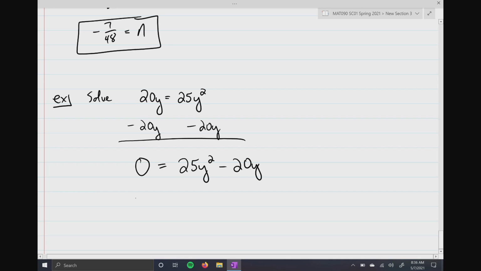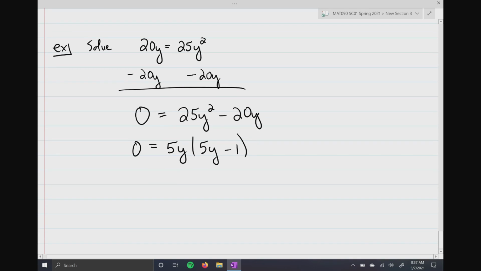From here, second step, factor. So, do we have a GCF? The answer is yes. I think it's going to be 5y. I'm left over with 5y minus 1. Okay? And then the third step, you take every variable factor and you set it equal to 0. So if that factor contains a variable, you set it equal to 0. So we get 5y equals 0, or 5y minus 1 equals 0.